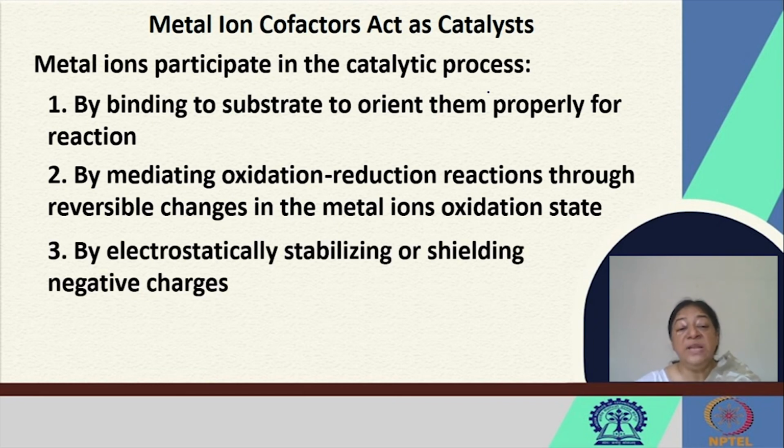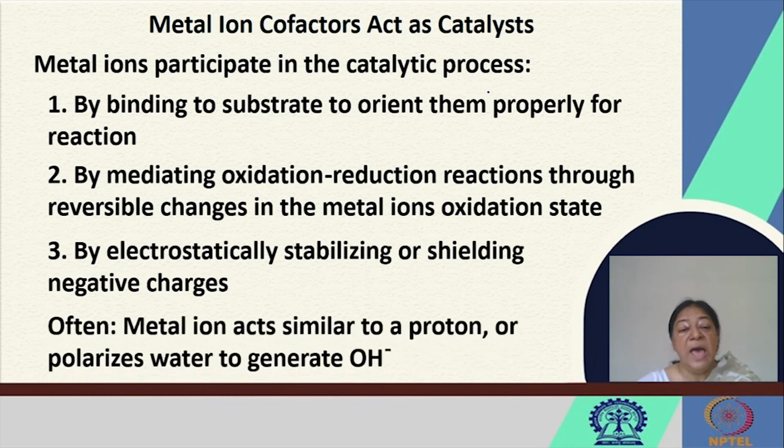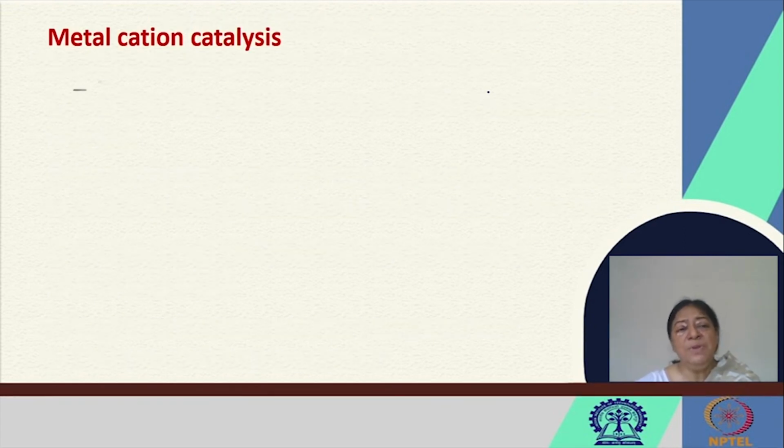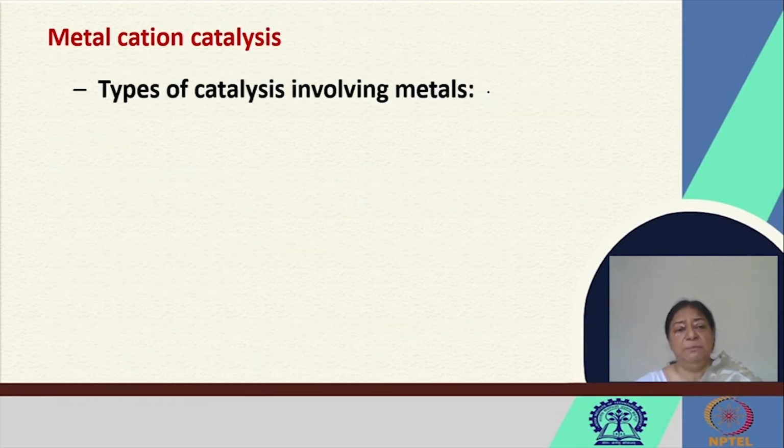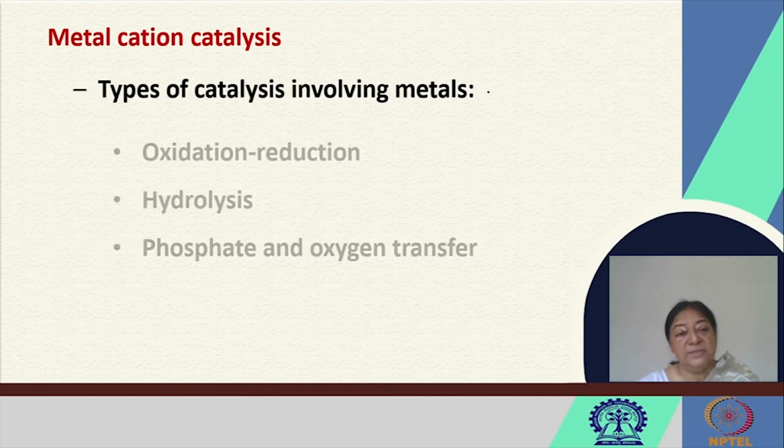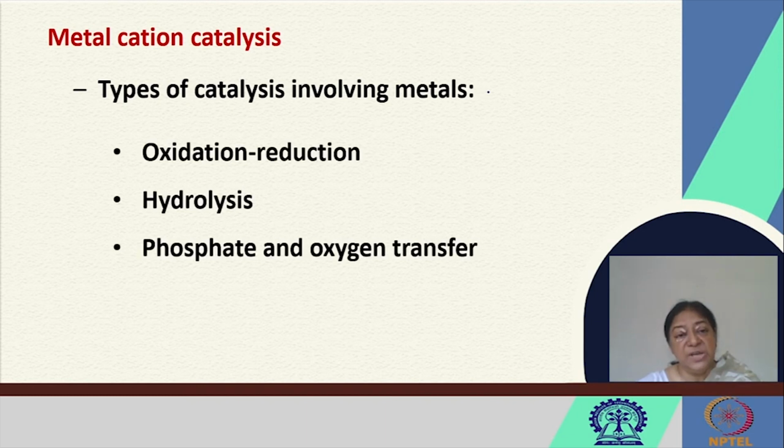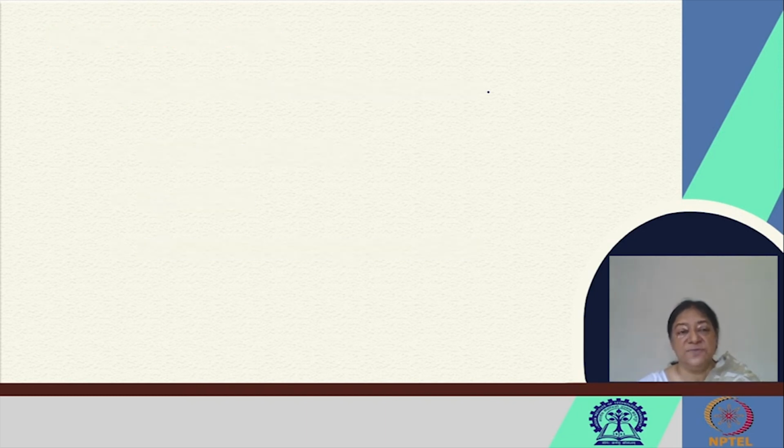It can also electrostatically stabilize or shield the negative charges, them being positive in nature. And often the metal ion can also act like a proton that polarizes the water to generate OH minus. We will be looking at some examples. So the types of catalysis that involve metals are oxidation reduction reactions, hydrolysis, and phosphate and oxygen transfer.